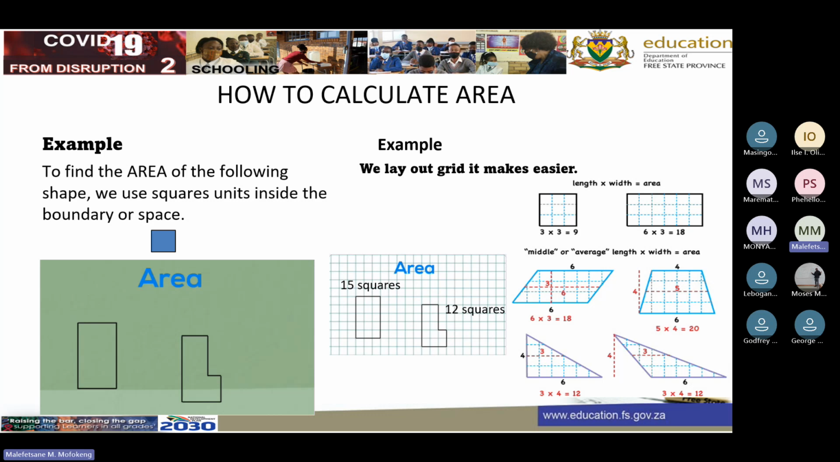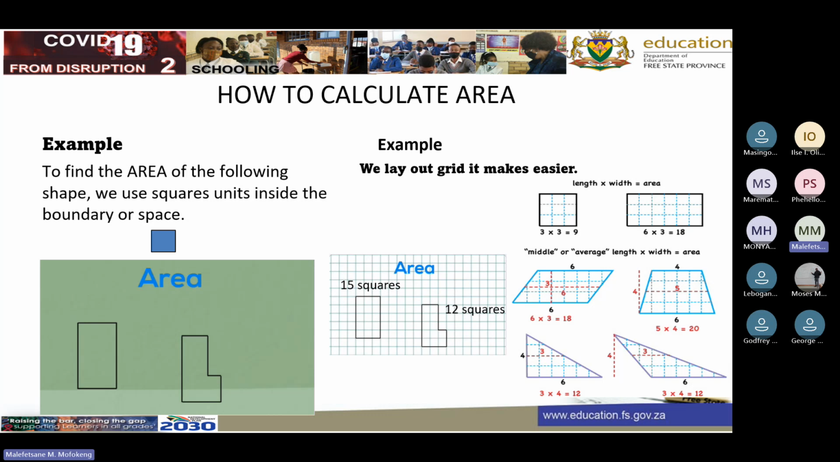The second one has 12 square units. By using the squares, you can count the number of squares inside the shape. There are 12, which means the area of that shape, which is an L shape, is 12 square units. You can see the example that follows. We lay our grid to make it easier for us to calculate the area.